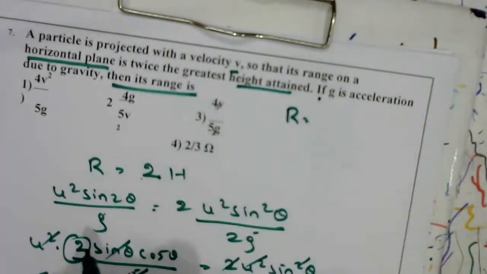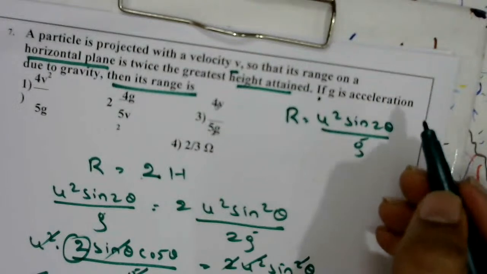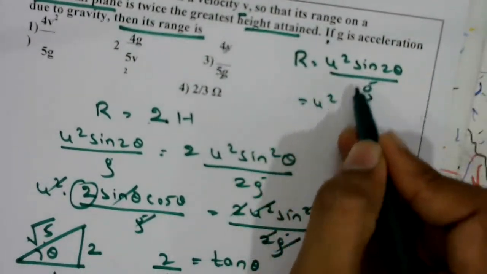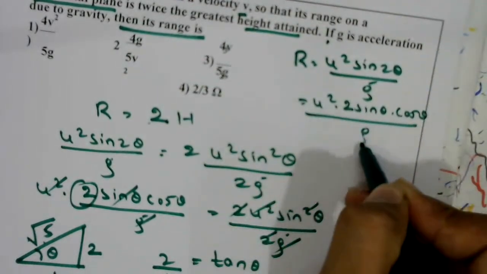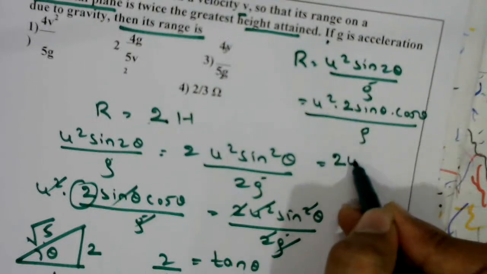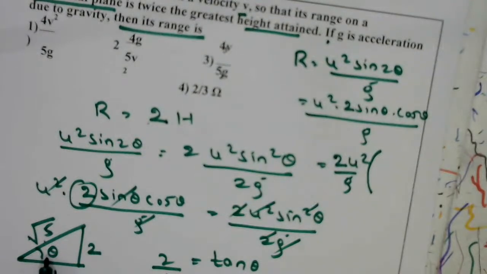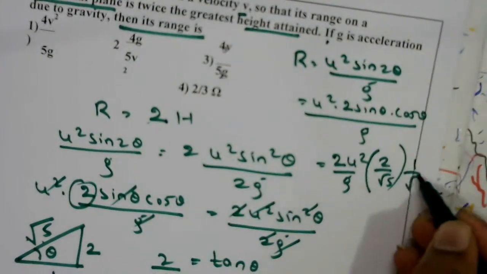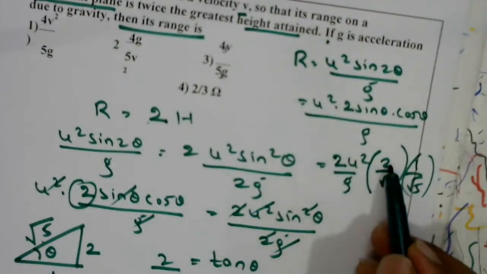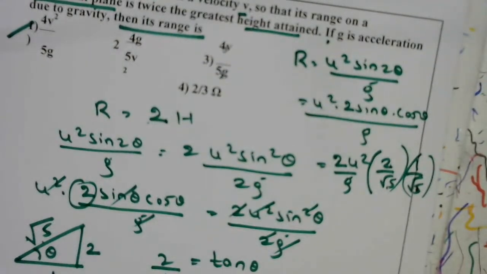The range formula can be written as u square sine 2 theta by g, which equals u square into 2 sine theta into cos theta upon g. So 2 u square upon g into sine theta from this triangle, which is 2 by root 5, and cos theta from this triangle is 1 by root 5. 2 into 2 is 4, root 5 into root 5 is 5. Which option is correct? The first option is correct.